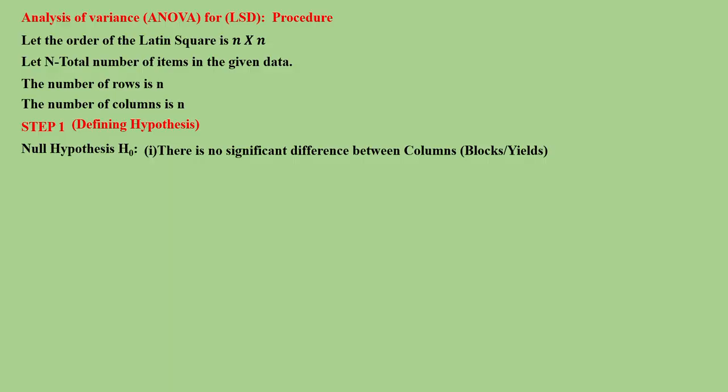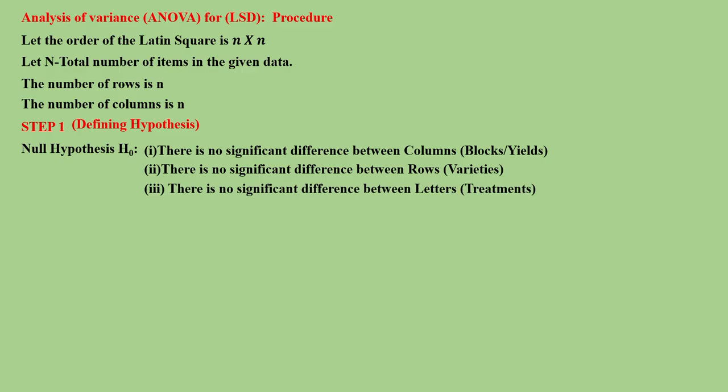Analysis of variance, ANOVA procedure. So first, Latin square n by n. Capital N is the number of items given in data, number of rows, number of columns, which is equal to n, right? First step, defining hypothesis. Null hypothesis: there is no significant difference between columns. Second, there is no significant difference between rows. Third, there is no significant difference between letters, that is yield, variety and treatment.